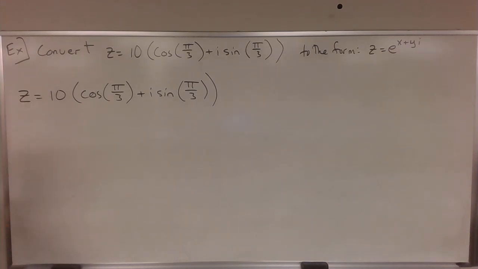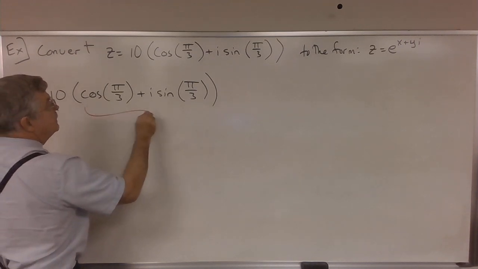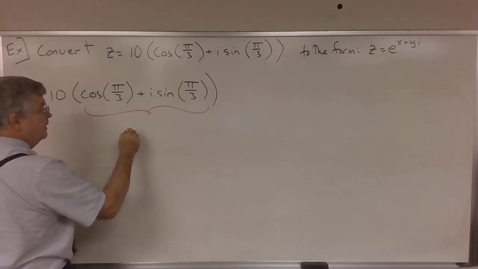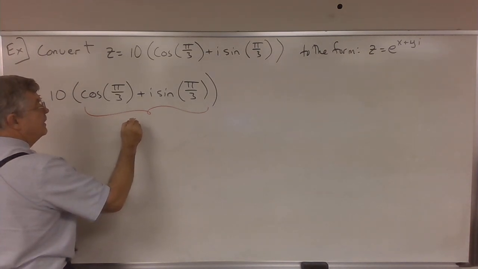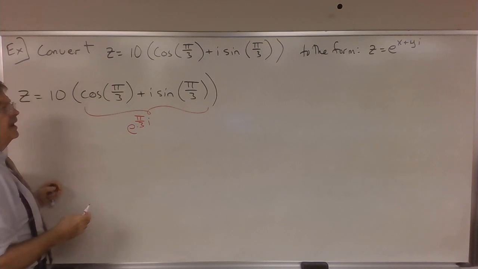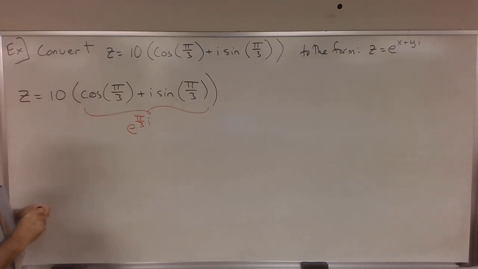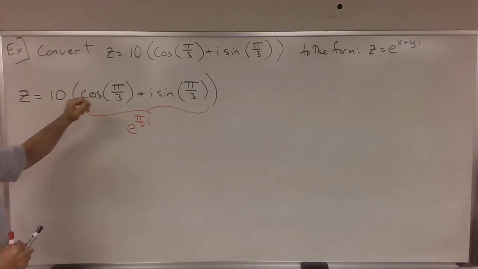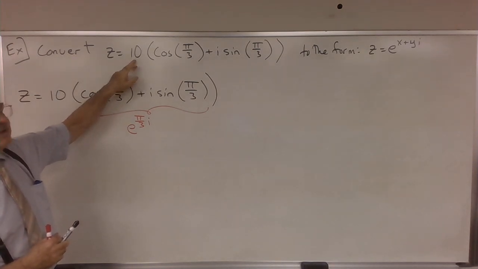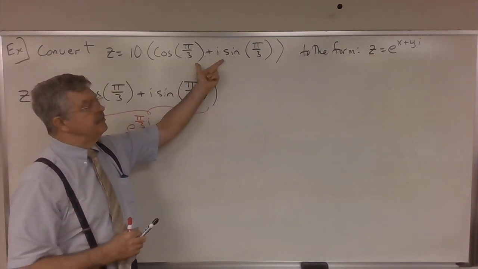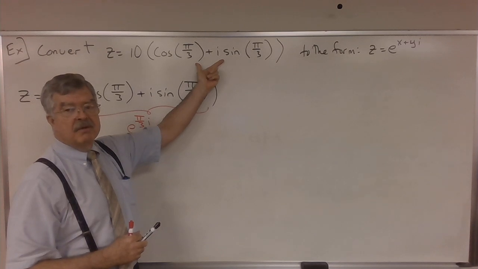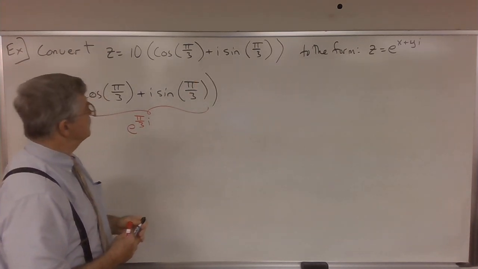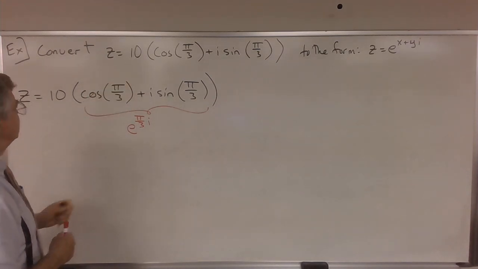Now, we've known for a while that this linear combination of sine and cosine is the same thing as e to the power of this angle, pi over 3, times I. This thing is in polar form, and in polar form, we express a complex number as a magnitude or a modulus times the sum of cosine and I sine of a certain angle. So this thing has to be our modulus r.